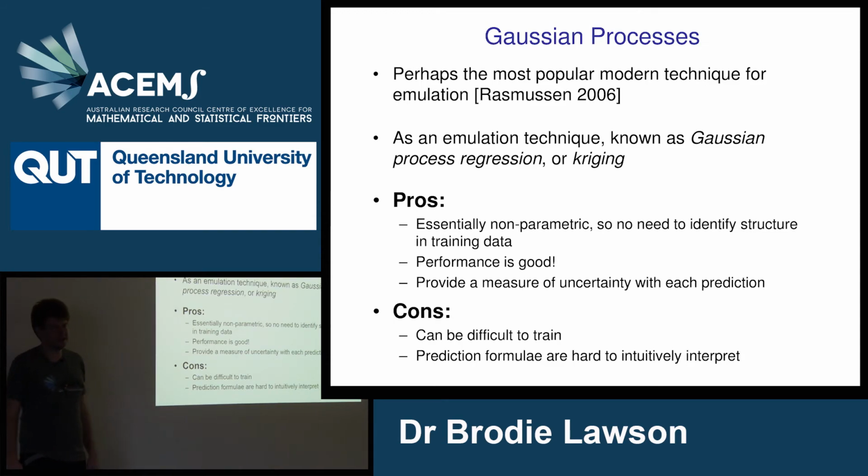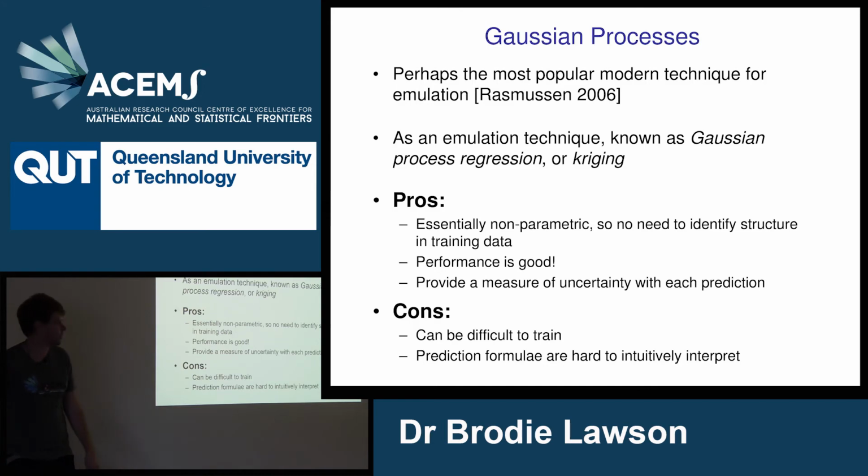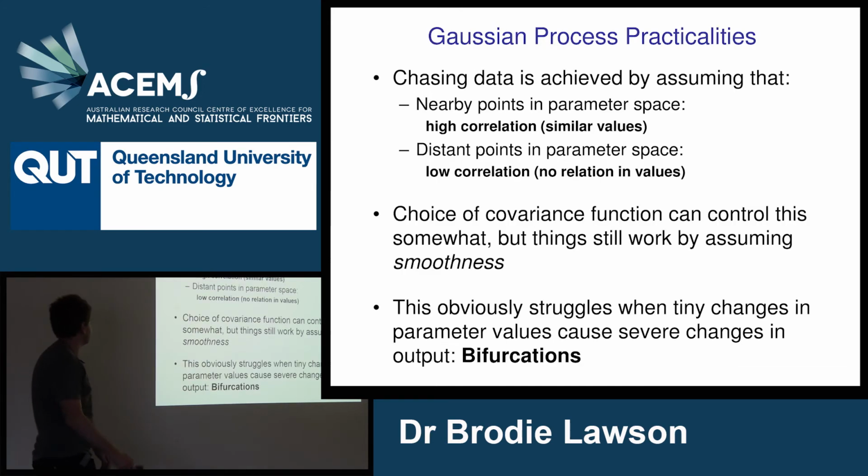The bad things are they're kind of hard to train, and the formula that you get to make the predictions is not easy to interpret. Obviously, linear regression gives you a nice linear formula that's easy to look at and think about. This, not so much. You have some weird matrix inverse product thing.